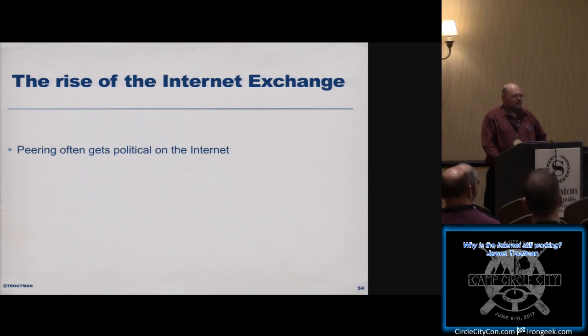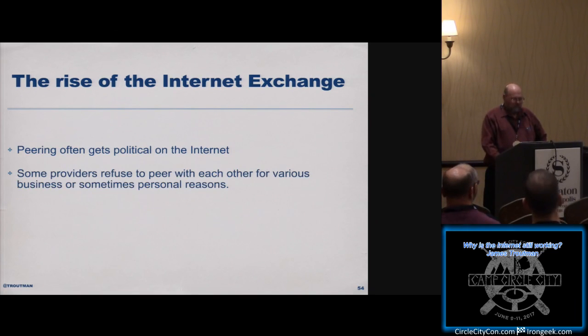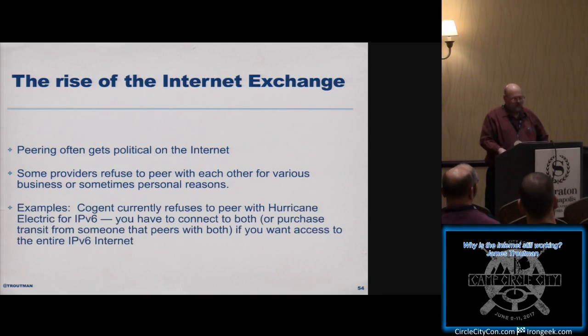Peering on the internet often gets political. Some providers just won't peer with each other for various business reasons, sometimes personal reasons. I literally know of situations where very large companies don't do business with each other because of a personal animosity between 2 different employees. It's really strange. As an example, Cogent refuses to peer with Hurricane Electric for IPv6. Hurricane Electric, by the way, happens to be the world's largest IPv6 provider.